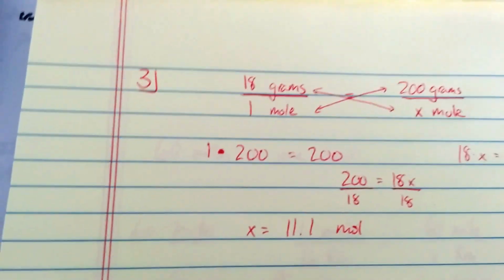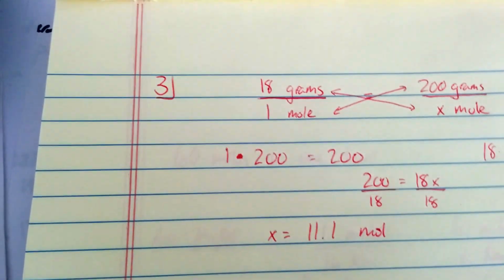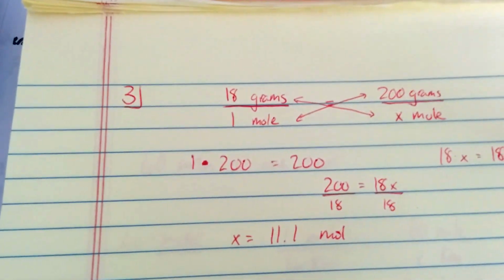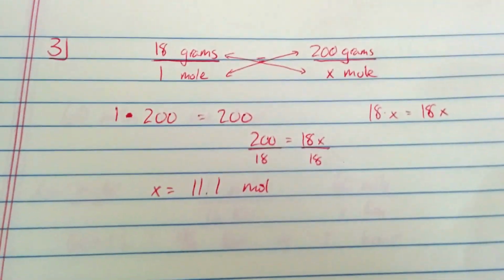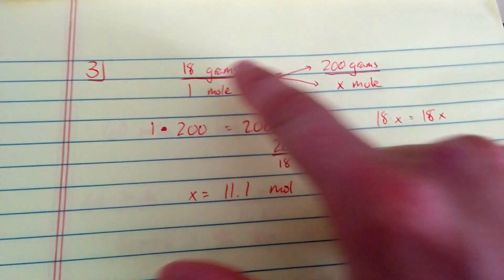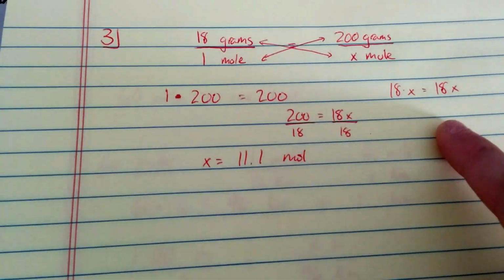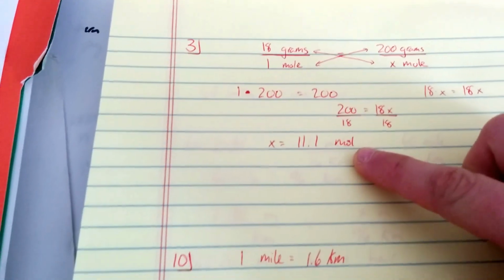I could have done 1 mole over 18 grams is equal to X moles over 200 grams. Grams need to line up, moles need to line up. Now we're in business. We can cross multiply. 1 times 200 is equal to 200, and 18 times X, 18X. Set those equal to each other, and when I divide by 18, I get 11.1 moles.